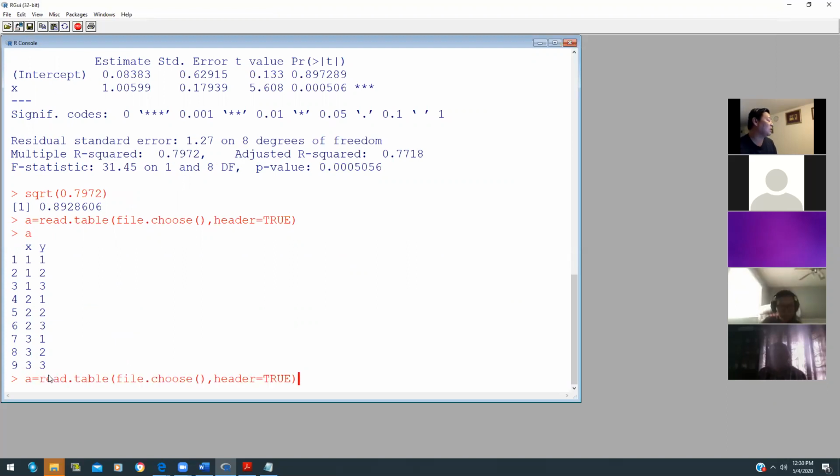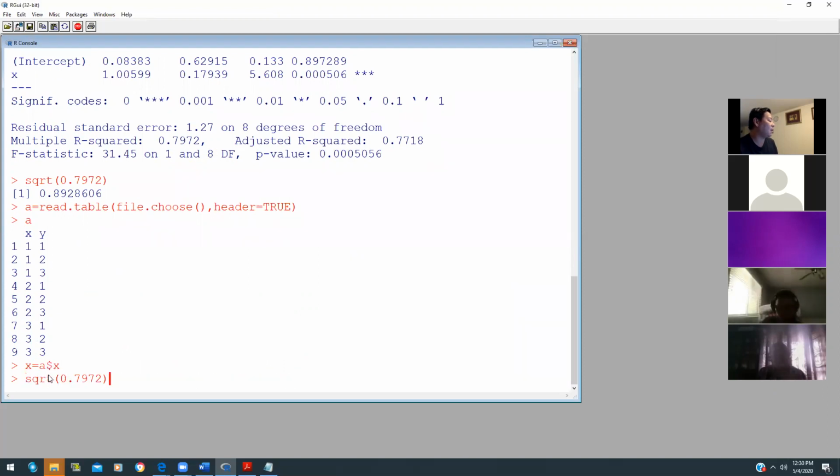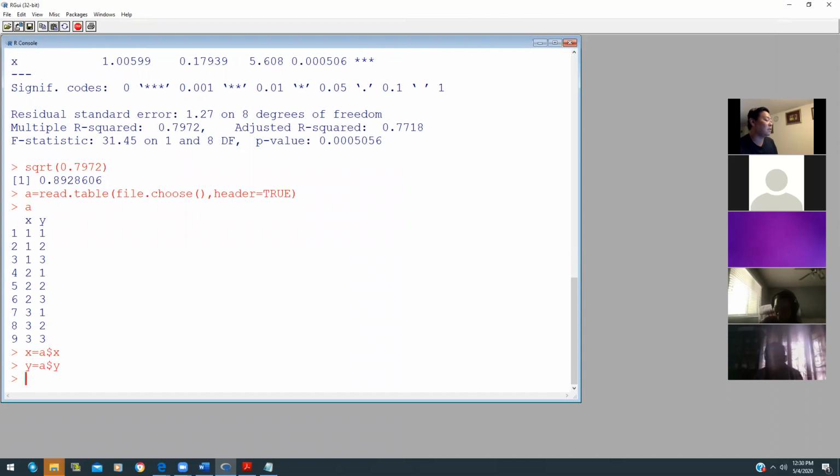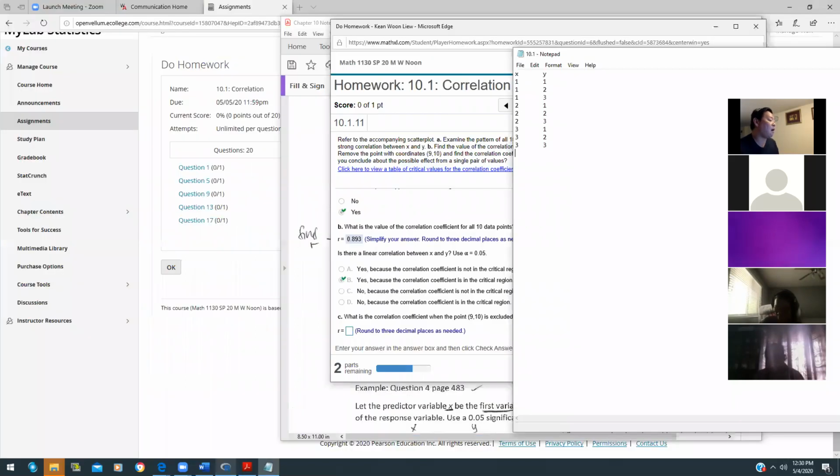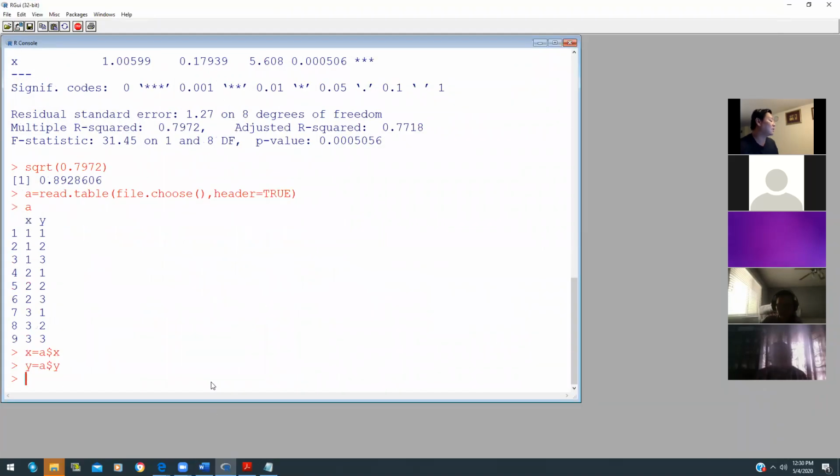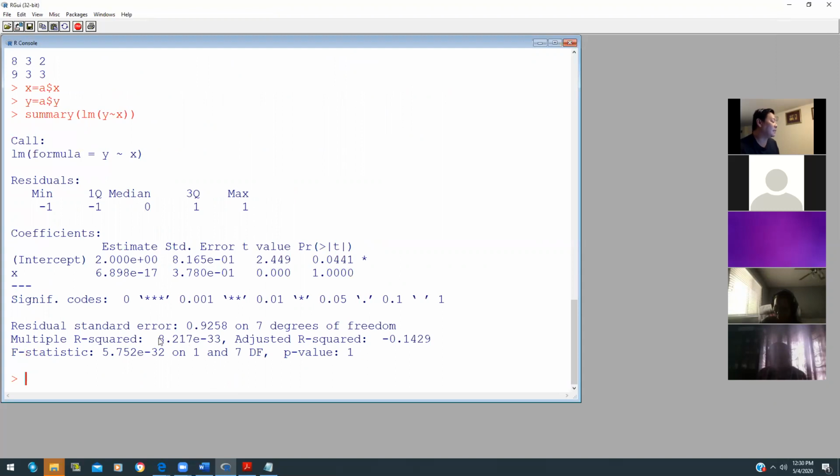Okay, you still need to assign your x and y here. So your x and y. Don't forget that. And then the question wants you to figure out what is your R in this case, right? Yep, what is your R in this case? So you do the summary LM. And R in this case, this is your R.